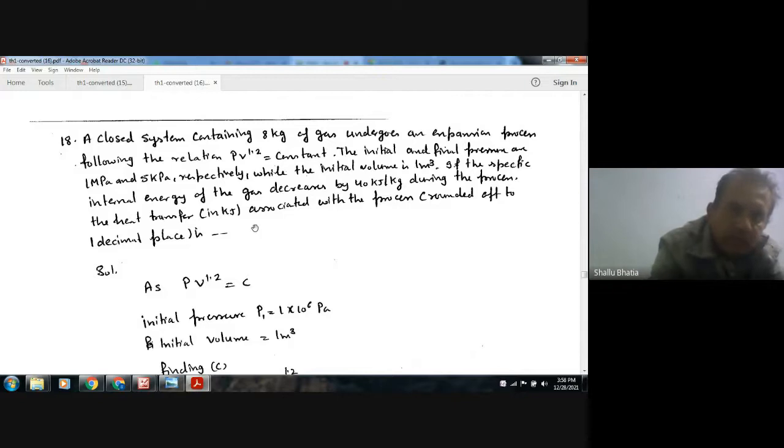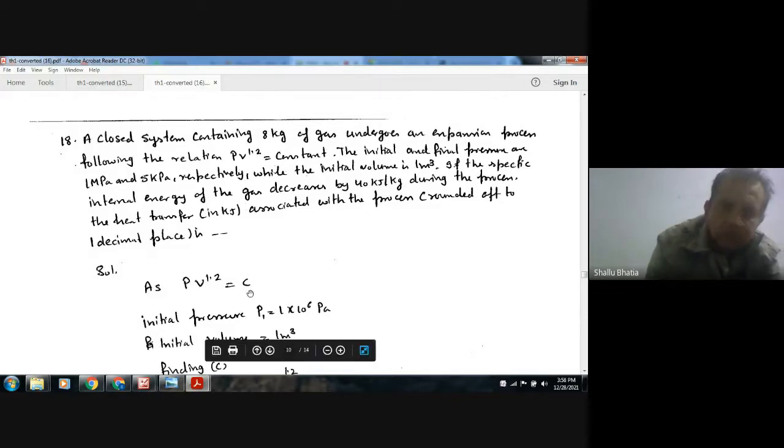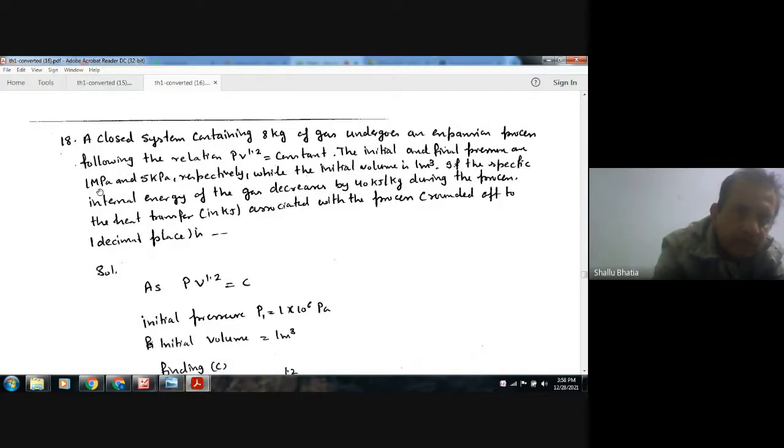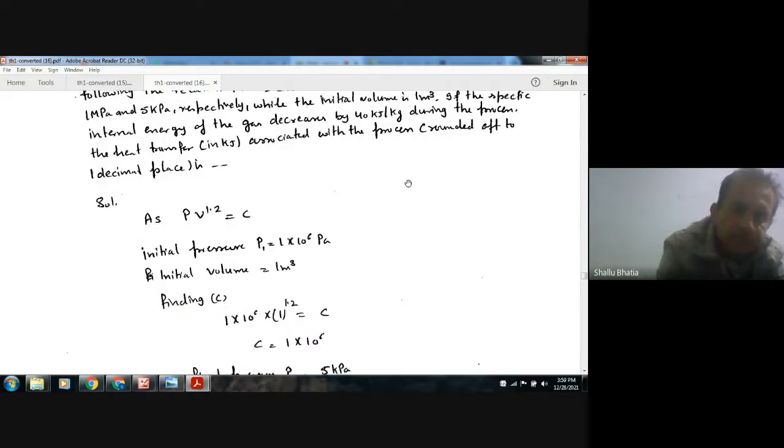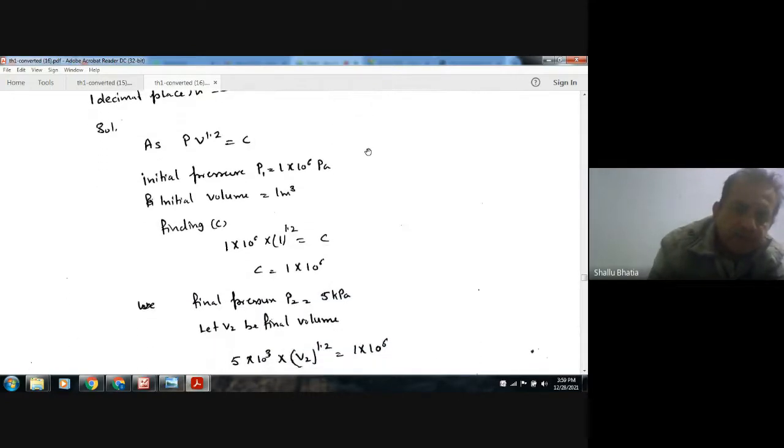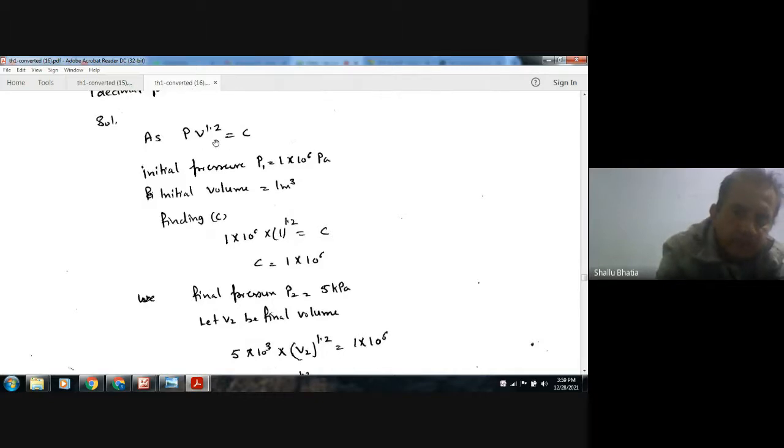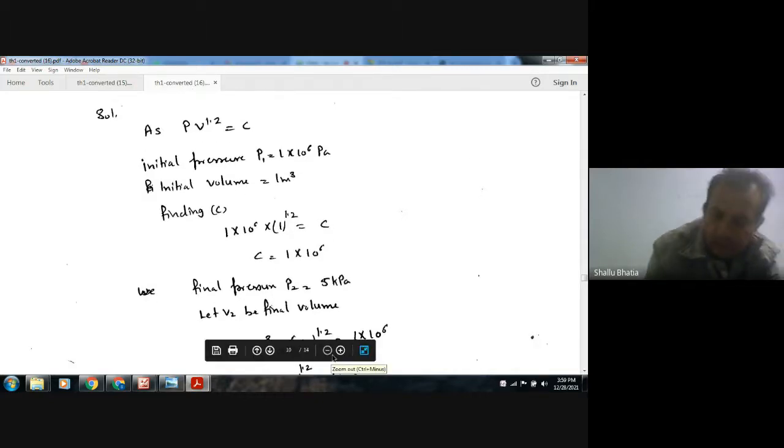So PV^1.2 is constant, that is given. P1 is 1 MPa and P2 is 5 MPa, and the initial volume is 1 meter cube. So we can find out C. We have to calculate heat transfer. The final pressure is given, so we can find out the final volume by using this relationship.